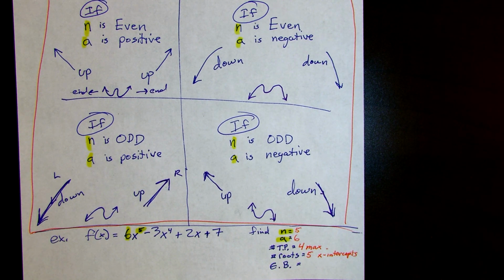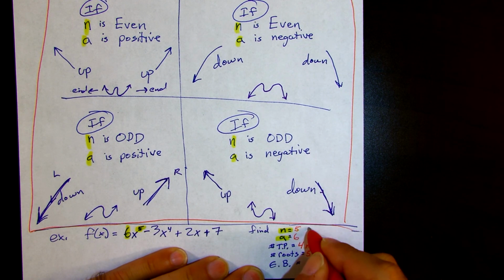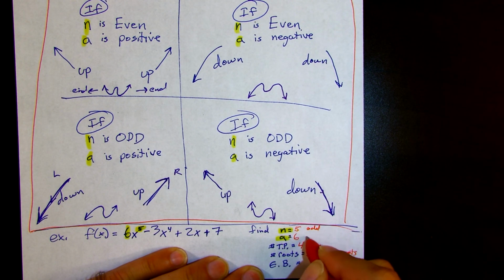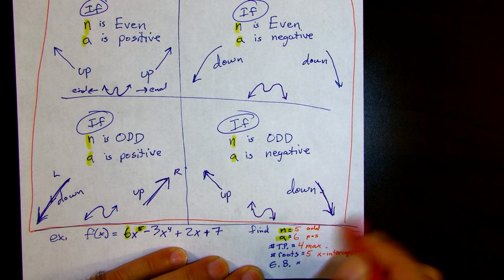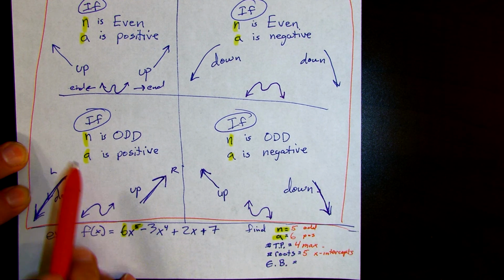Look, n is odd. a is positive. Those are the main things we're looking at. Is it odd or even? Is it positive or negative? So then I just have to use my map and look here. n is odd. a is positive. So we're going to end up with, it's going to go down left, up right.